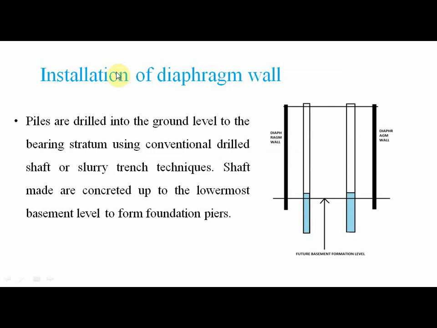In that, the first one is installation of diaphragm walls. Diaphragm walls are nothing but piles drilled into the ground. See, in this figure, this is the ground level. So with the help of auger boring or any other suitable boring, you can first drill the ground, and piles are drilled into the ground to the bearing stratum using the conventional drilled shaft or slurry trench technique.